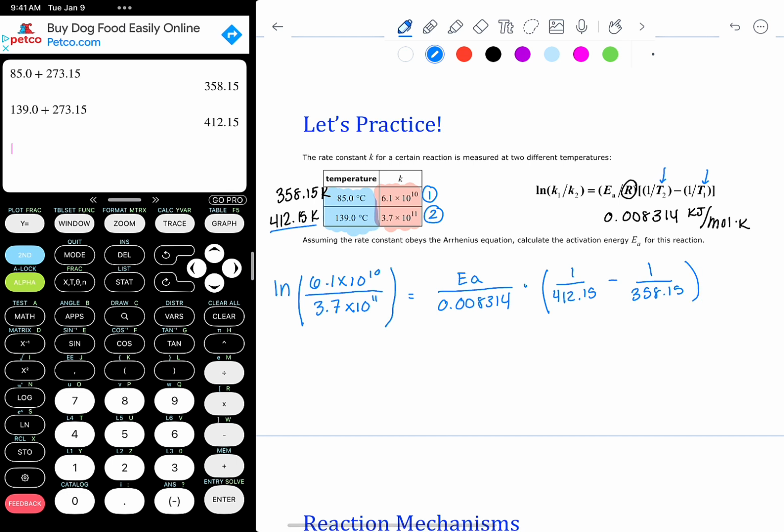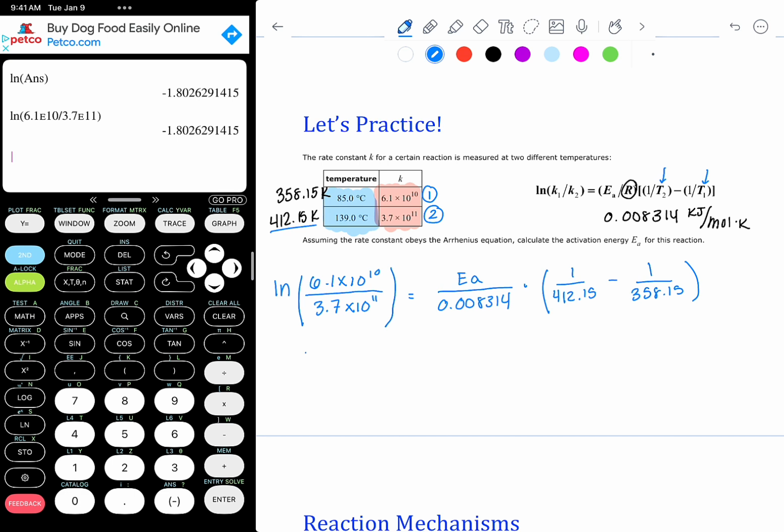Okay, so let's simplify. Well, we know our natural logs, so again, as I said in our previous lessons, make sure you're plugging in the ratio correctly. You could do that one of two ways. You could do 6.1 times 10 to the 10 divided by 3.7 times 10 to the 11, and then take the natural log of that answer. Or you could do natural log and utilize your parentheses correctly, do 6.1 times 10 to the 10 divided by 3.7 times 10 to the 11, close parentheses. As long as you make sure that both of those values are in the parentheses, it'll do the natural log of both of them, giving you the same answer. You could do it either way.